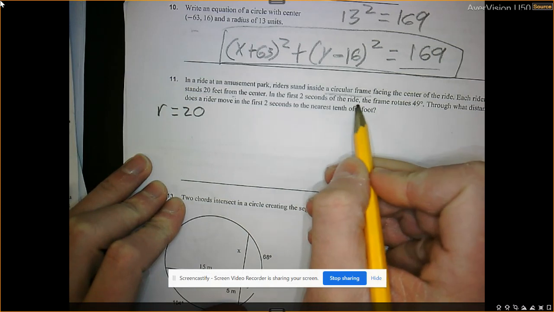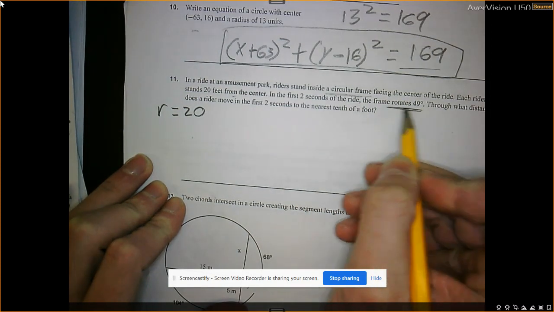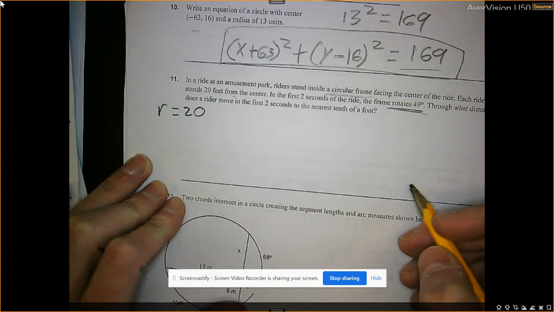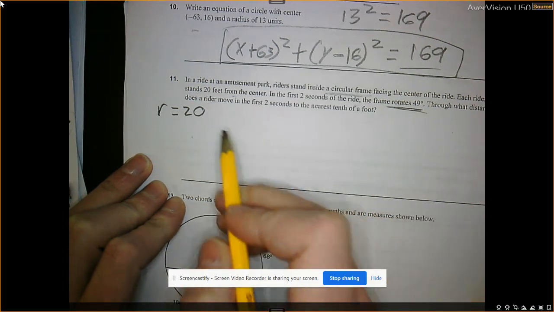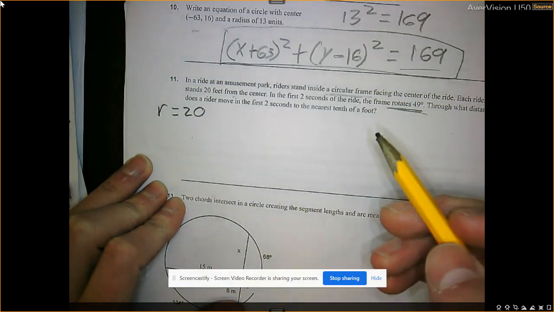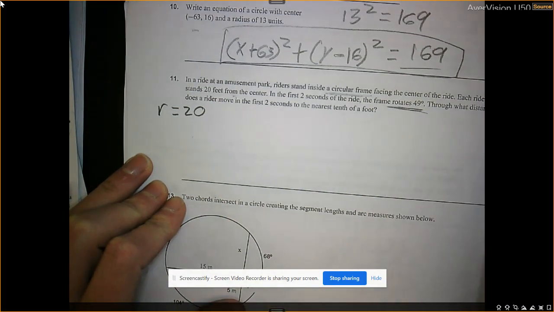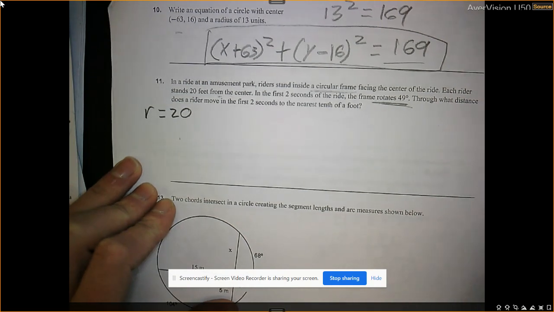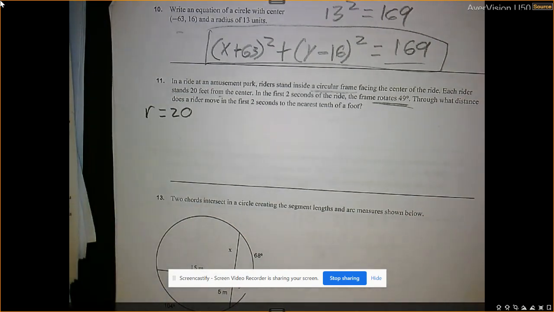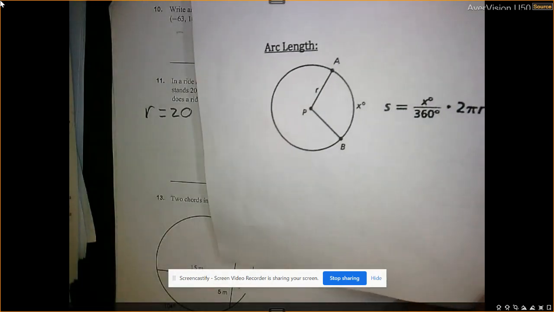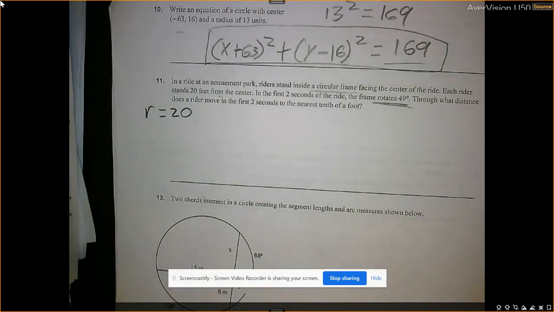Okay, in the first 2 seconds of the ride, the frame rotates 49 degrees. Okay, that's got to be important. Through what distance does a rider move in the first 2 seconds? That's really talking about, we're talking distance around a circle. That's going to be arc length. Okay, so you go to that arc length formula, which is the second to last formula right here on your formula sheet.